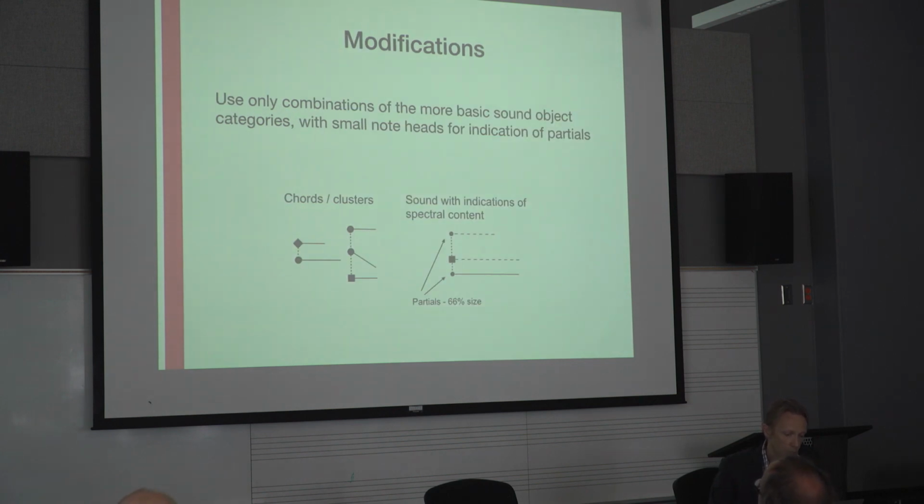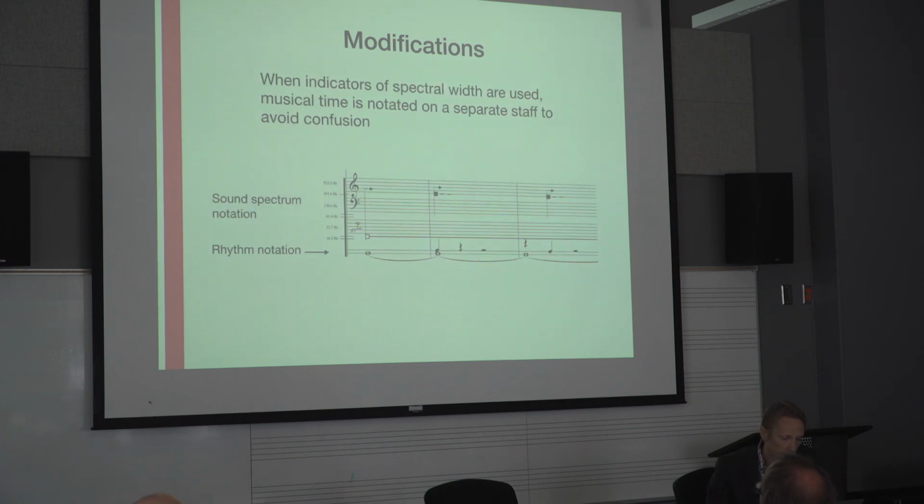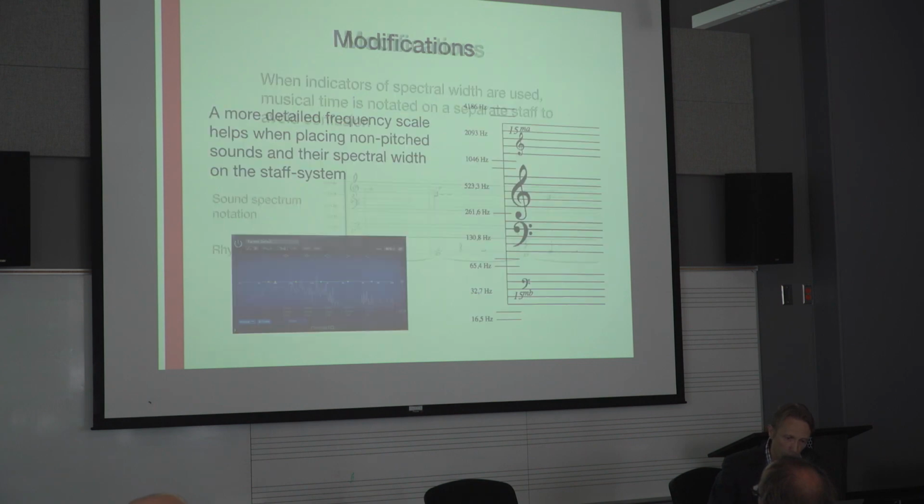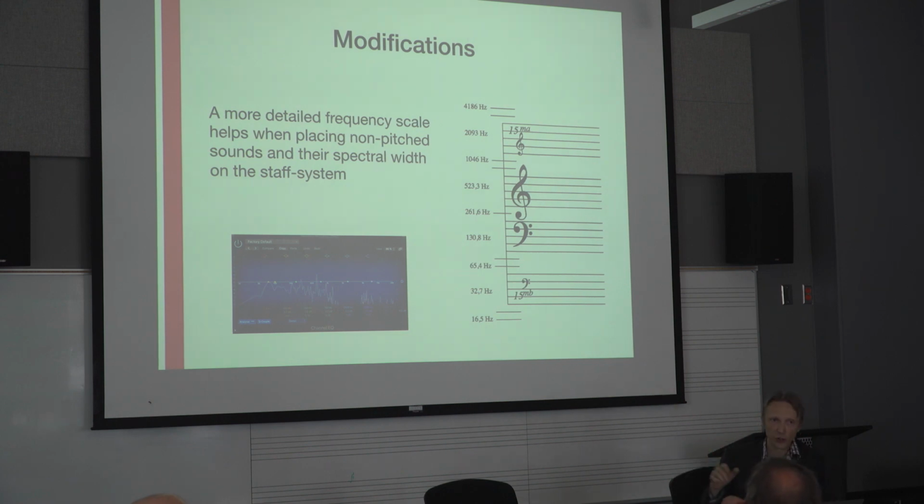So modifications: I simplified and I said, okay, just work with the core parameters from the tool's analysis, the core categories. That was one simplification. I used small non-textual partials. And I used rhythm notation on a separate staff system, so you are not confused once you see traditional notation combined with sound notation. Also, I used a more detailed frequency scale to help in deciding, okay, where should this noise be placed?